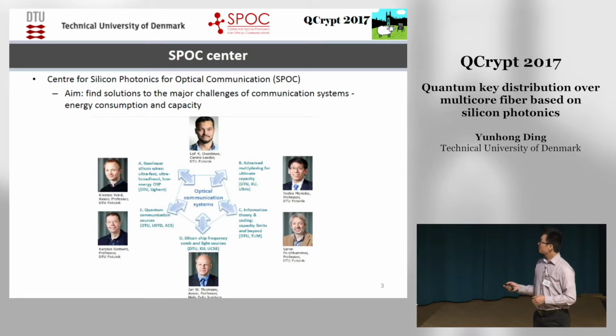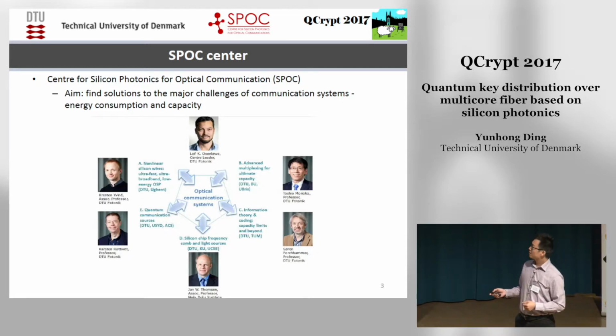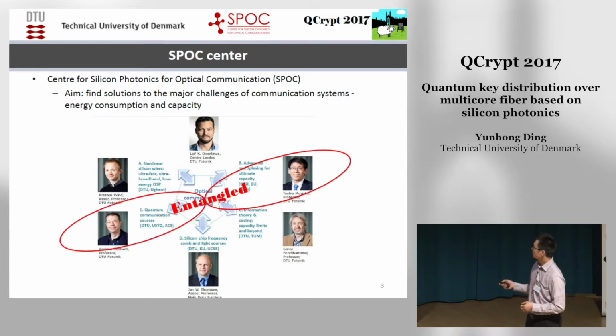This new center, which supports this research, stands for Center for Silicon Photonics for Optical Communication. It has 5 flagships headed by Professor Leif. We are working on nonlinearities, advanced multiplexing, coding theory, frequency comb generation, and quantum communication. Of special interest here are advanced multiplexing technology and quantum communication.